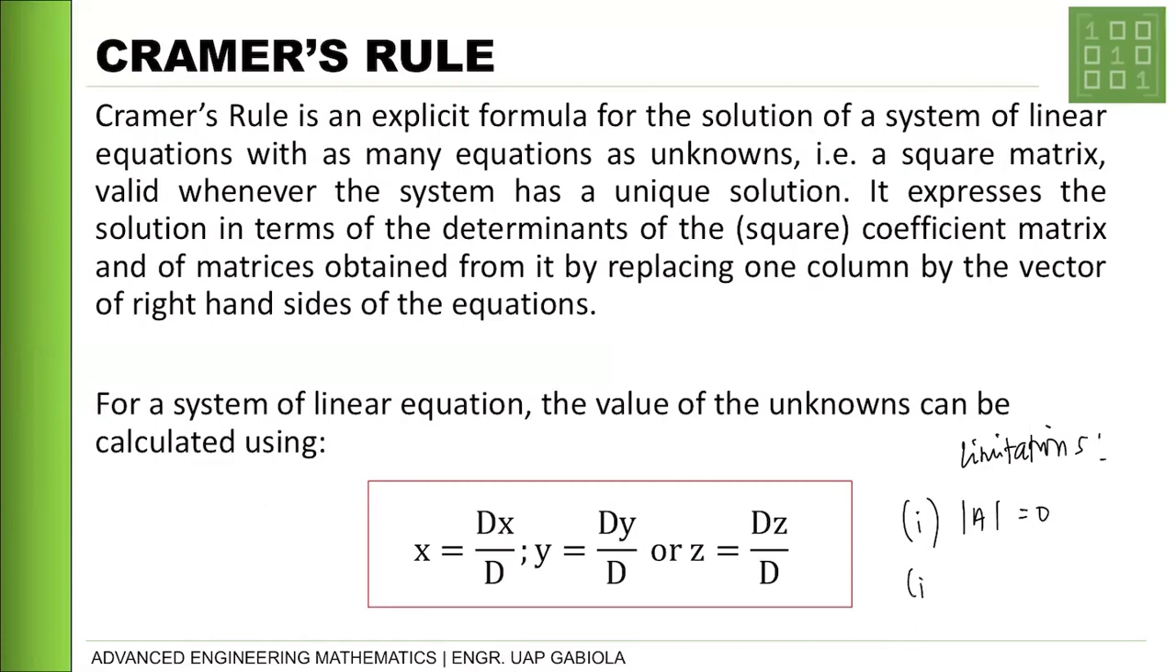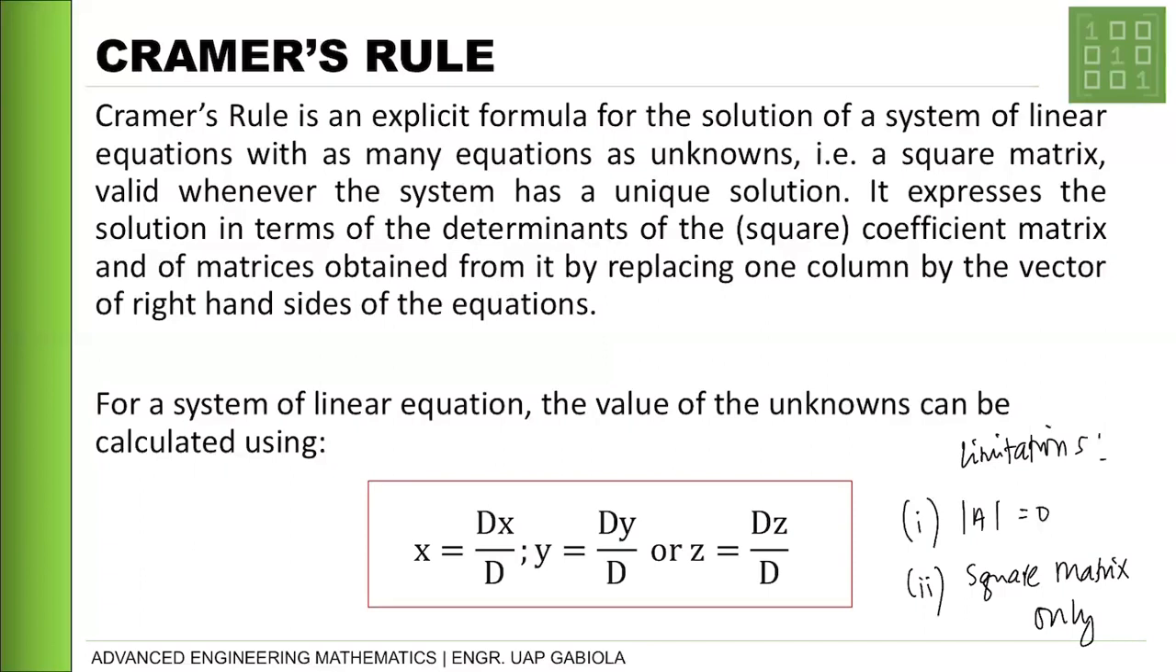Number 2, kapag hindi siya square, no? Kapag for square matrix lang siya. Okay? So, yan yung limitations natin para sa kanya. Okay? Ngayon, explain natin yung formula niya.